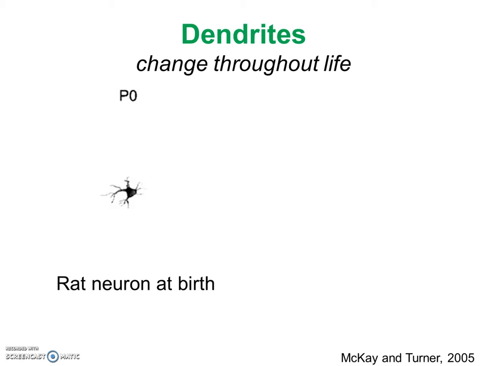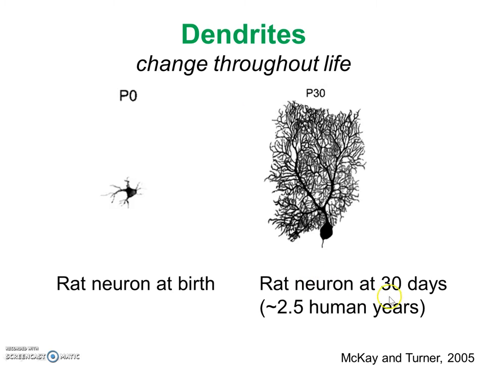And they traced that exact same neuron in the rat at 30 days. So that's about one month in. Again, the same neuron cell body, but look at what happened with the dendrites. There was a numerous amount of dendrites, so clearly we had a lot of dendritic growth. Now, a rat at 30 days is the equivalent of about a human at 2.5 years.